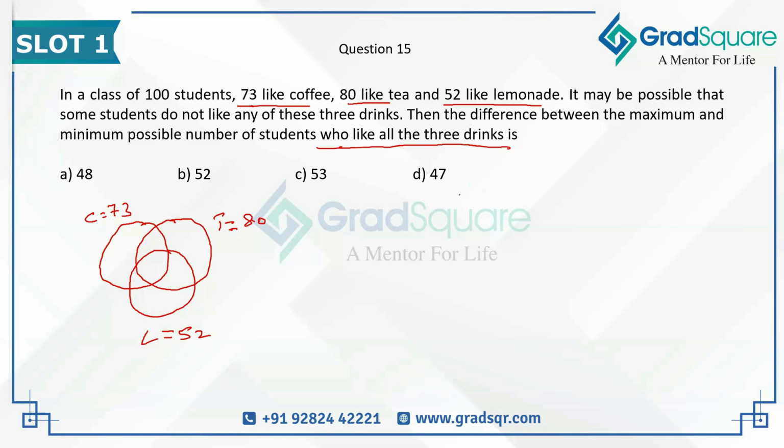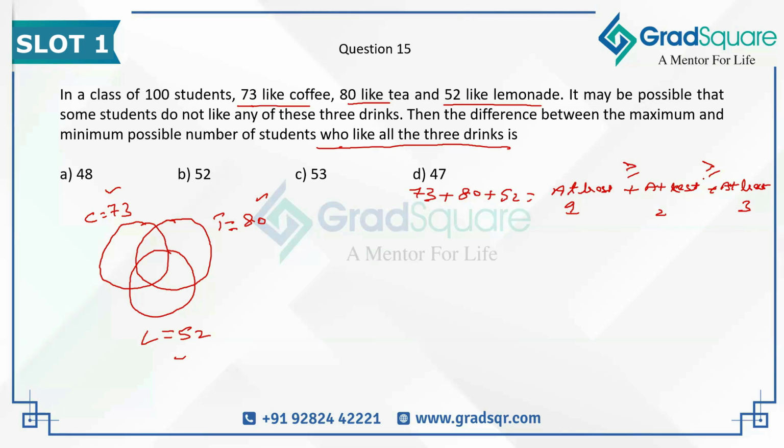Now, we also understand one equation: if I add 73 plus 80 plus 52, the basics tell us that this is equal to the number of people under at least one category, plus the number of people under at least two categories, plus the number of people under at least three categories. This is what we mean. And we also know that at least one must be greater than or equal to at least two, and at least two must be greater than or equal to at least three. This is what we know.